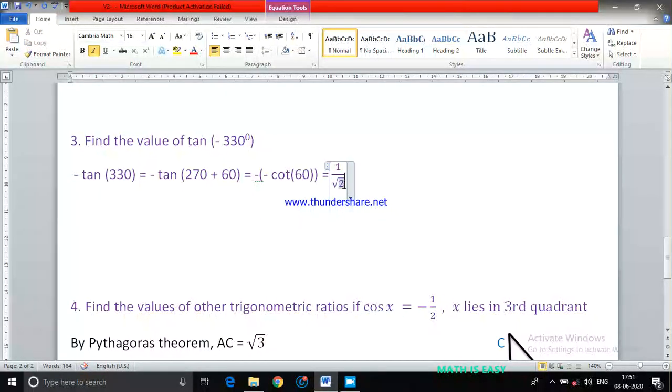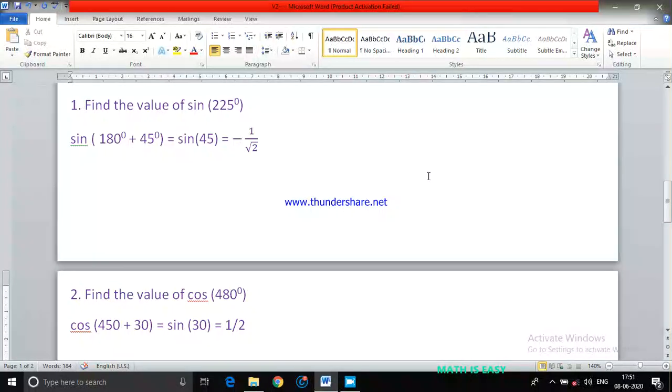That is not editing here. 1 by root 3. So like this, any value they give in the exam, you have to first find out which quadrant it goes to.